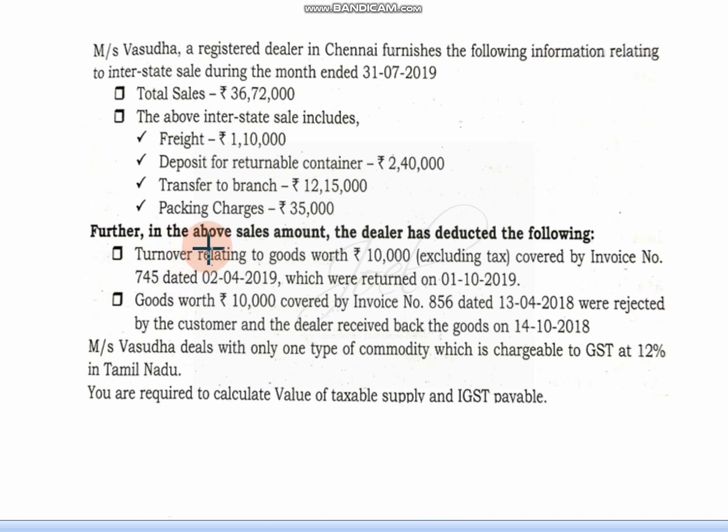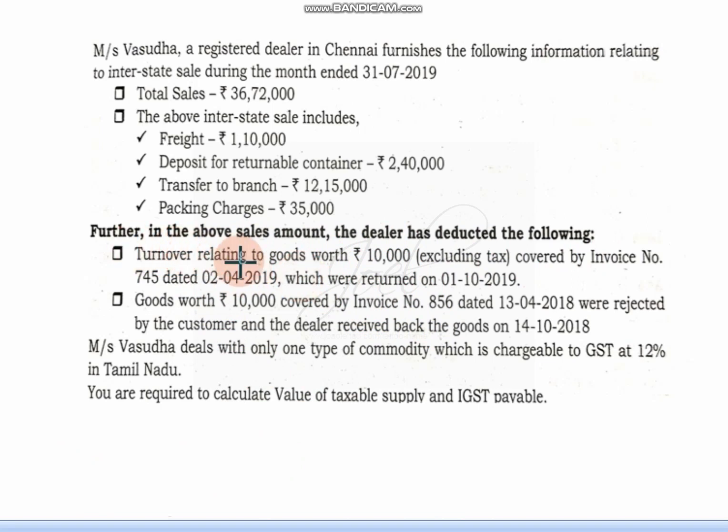Next, further, the above sale amount, the dealer has deducted the following. He has deducted certain items. So we have to see now whether it is allowed. If it is not allowed, it is not supposed to be considered, then we are adding them. If it is allowed, we are not doing any adjustment.